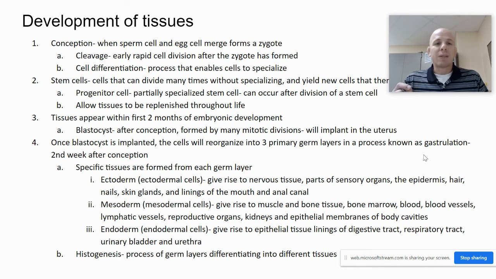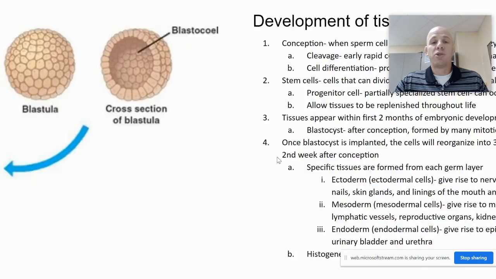Okay. Now, cell differentiation is when we have different cells that have different capabilities. For example, my muscle cell has a different job than my liver cell, or my liver cell has a different job than the cells of my eyes. Okay, so histogenesis is allowing these cells to differentiate and to form new tissues.